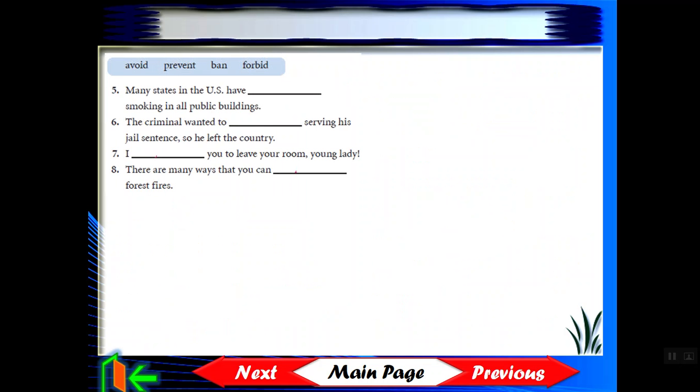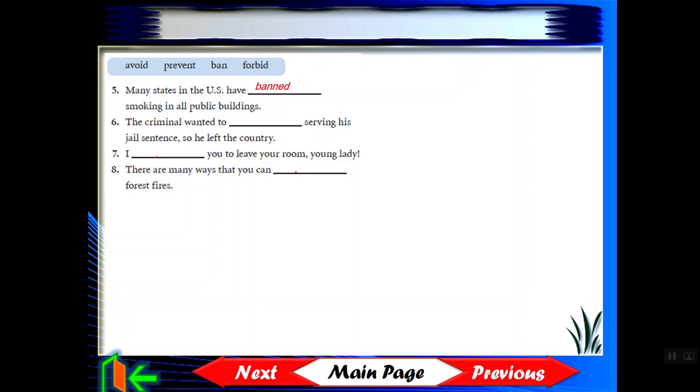Here, these words, as we said, another group of words easily confused: avoid, يتجنب, prevent, يمنع, ban, يحظر, forbid, also يمنع. But they have different meanings. I will show you at the end of these words. The first answer, banned. Banned smoking in all public buildings. يحظر التدخين في الأماكن العامة والبنايات العامة.